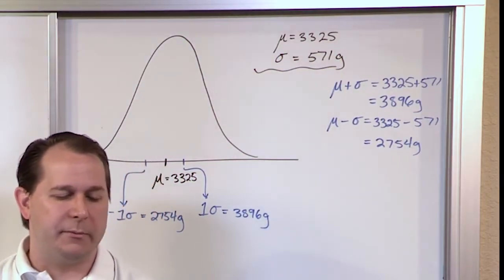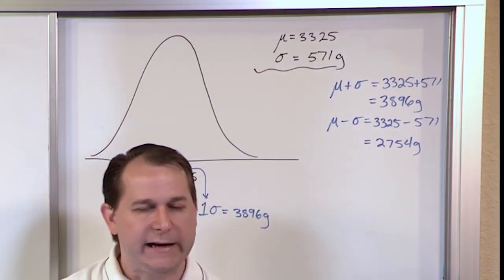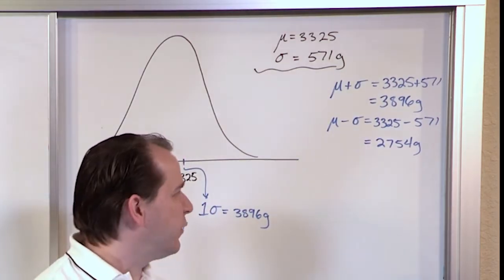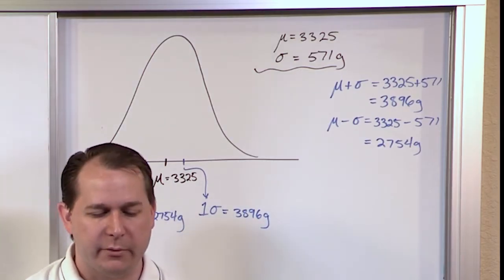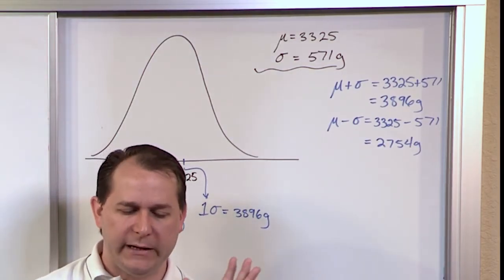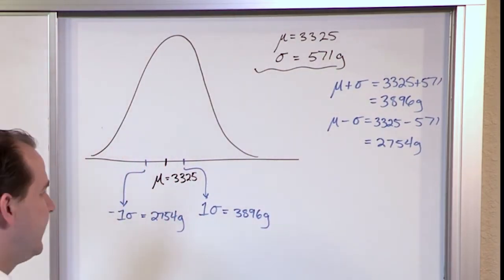And I go back to my problem, and it says, what percentage of newborns weigh between 2183 and 4467 grams? Now these 1 sigma numbers don't match anything in the problem. I'm trying to find what percentage are between 2183 and 4467. So clearly it's not 1 sigma, right?